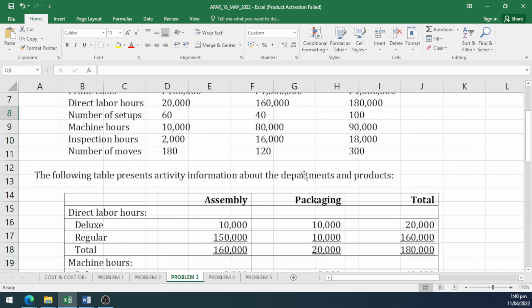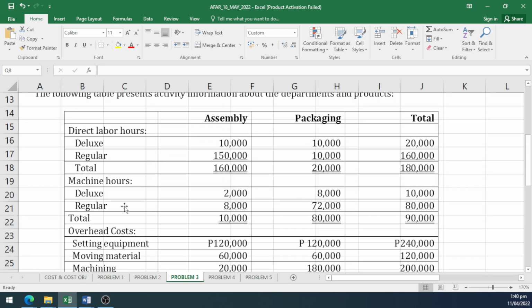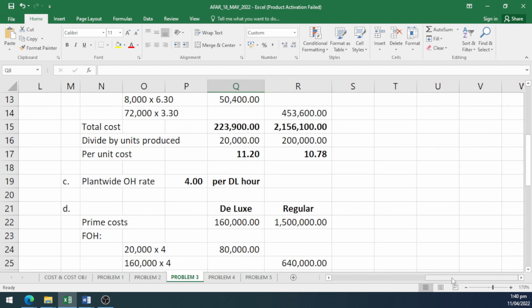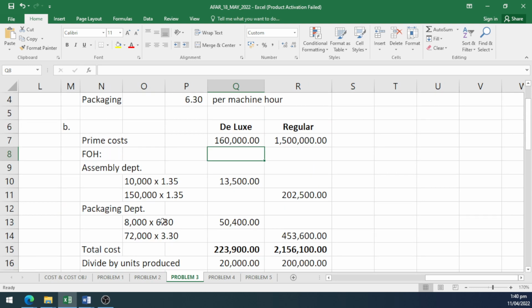Now, for packaging department, it's based on machine hours. Yung number of machine hours po, ay ito po. Sa packaging tayo, ha? 8,000 kay Deluxe. Regular naman, 72,000. So, i-multiply nyo yon sa overhead rate, which is 6.3. 8,000 times 6.3, that's 50,400. 72,000 times 6.3, hindi yan 3.3, ano? 6.3. That's 453,600.